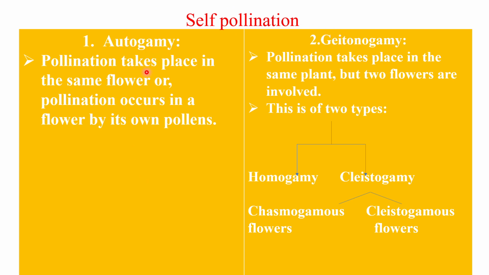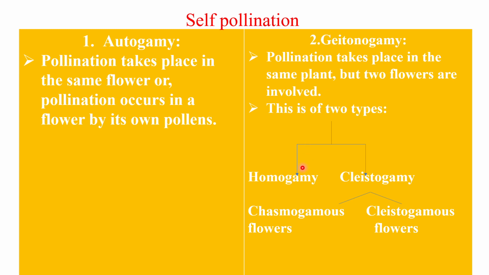The pollination which takes place in the same flower, or pollination which occurs in a flower by its own pollen, is known as autogamy. And here a single flower is involved. And in geitonogamy, pollination takes place in the same plant but two flowers are involved. So it is known as geitonogamy.